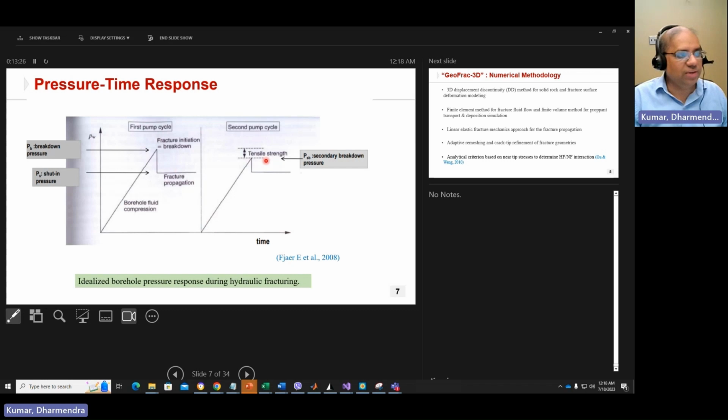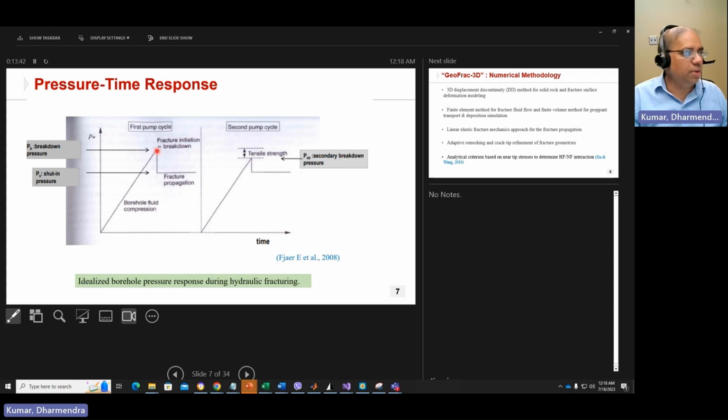that same well, if you do the second cycle of injection, since the rock is already broken at that point, the tensile strength disappears from there. So now your breakdown pressure will be less than your earlier one.